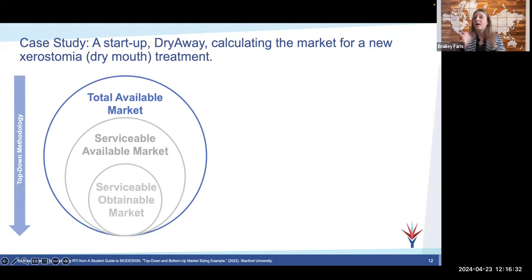Wonderful. So I know that was a lot of hypotheticals. So we'll take a couple of minutes to put this top-down approach into a quick case study for a more tangible example. Let's say that there's a new startup, DryAway, that has developed a treatment for dry mouth, and they want to understand the size of their market opportunity using this top-down approach.